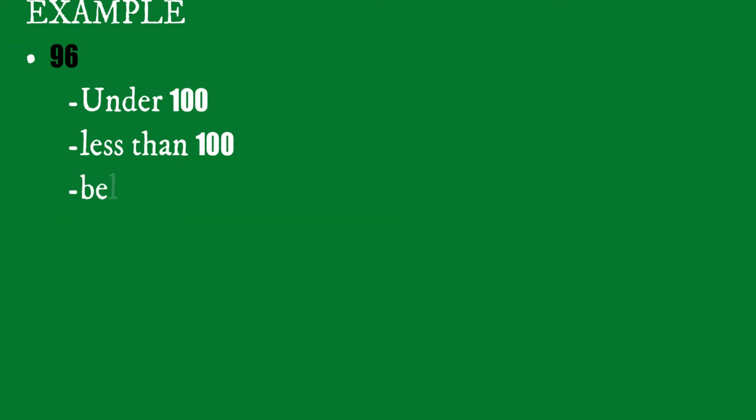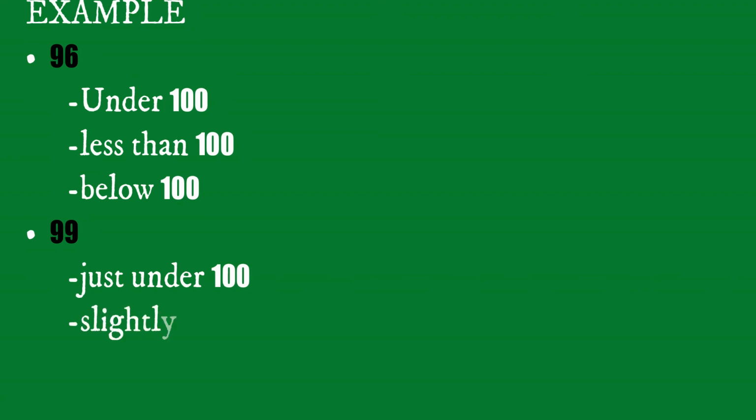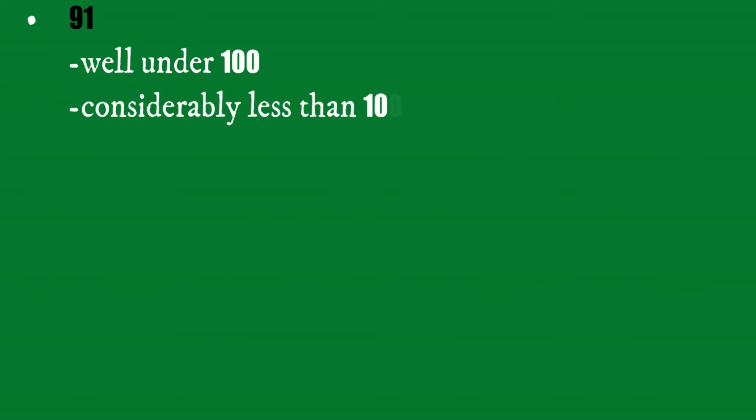For example, if it is 96, you can write under 100, less than 100, below 100. If it's 99, you can write just under 100, slightly under 100, almost 100, close to 100. If it's 91, we can write well under 100, considerably less than 100.